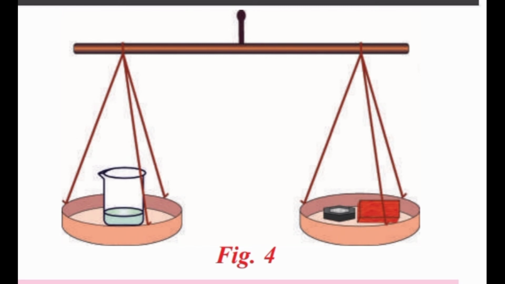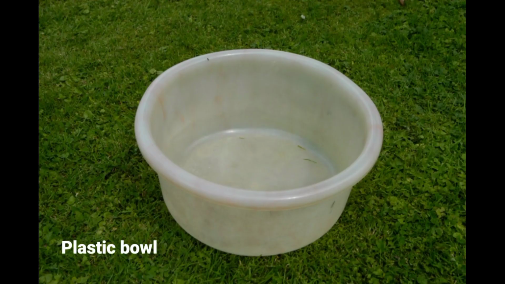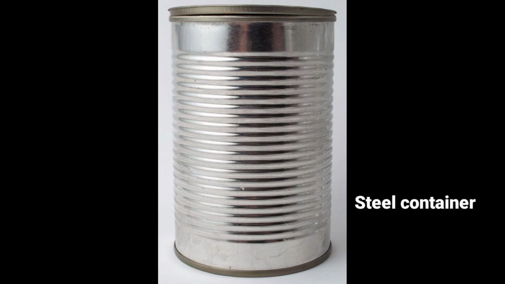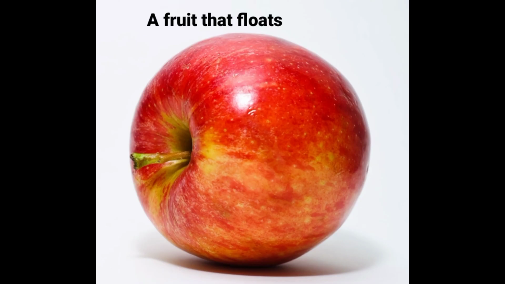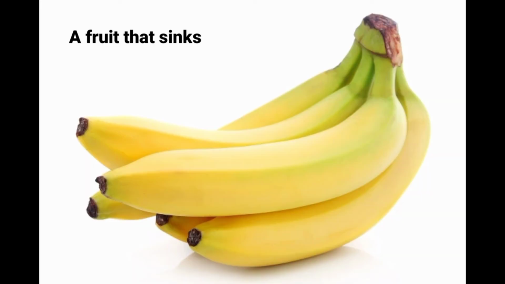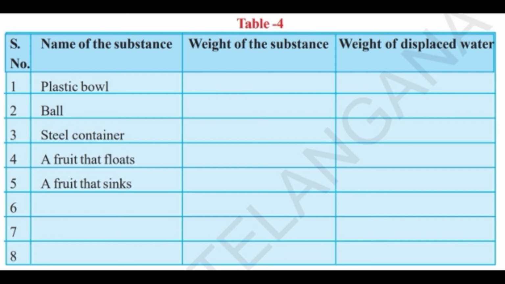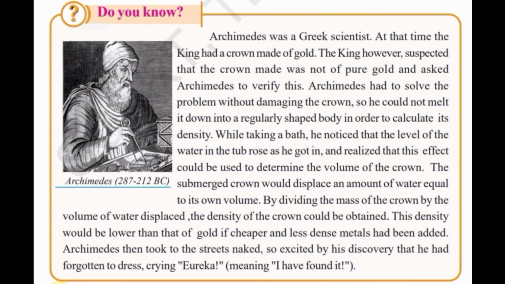Perform this experiment with several other substances that float or sink. Things that float could include a plastic ball, a steel container, a fruit that floats, and a fruit that sinks. In each case, check whether the weight of the water displaced is less than, equal to, or more than the weight of the substance. Note your observations in table 4. The special property of floating substances that you identified in this activity was first discovered by Archimedes.